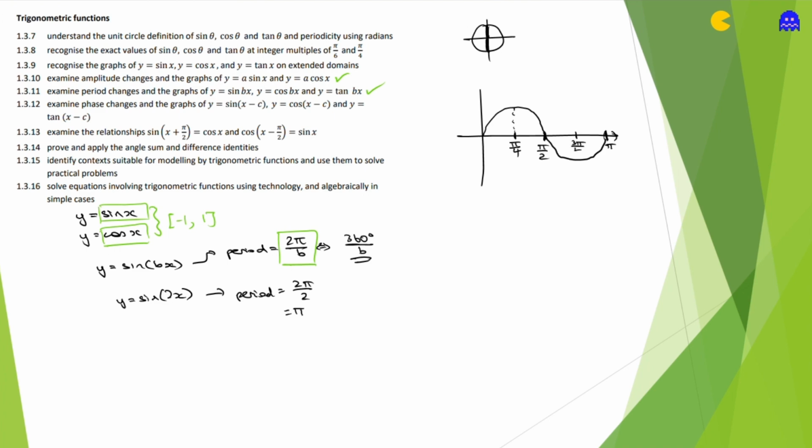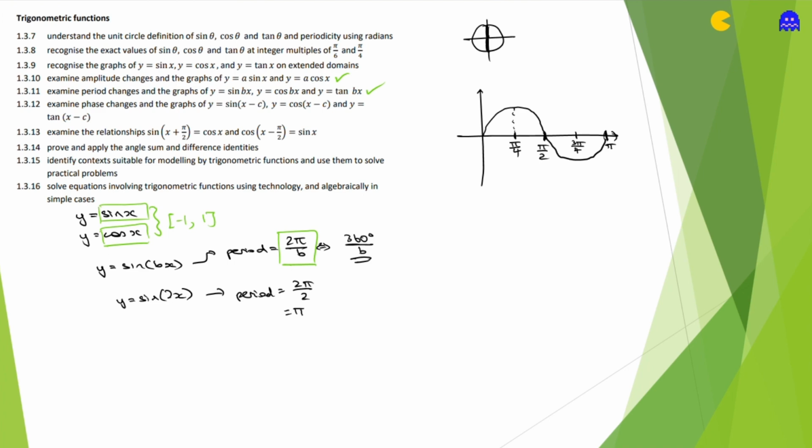And so if we are trying to introduce a period change to a trigonometric graph, what we generally do is we consider the key points of that trigonometric function and apply the contracting or dilating factor to it. In this case, our contracting factor is a factor of 2.